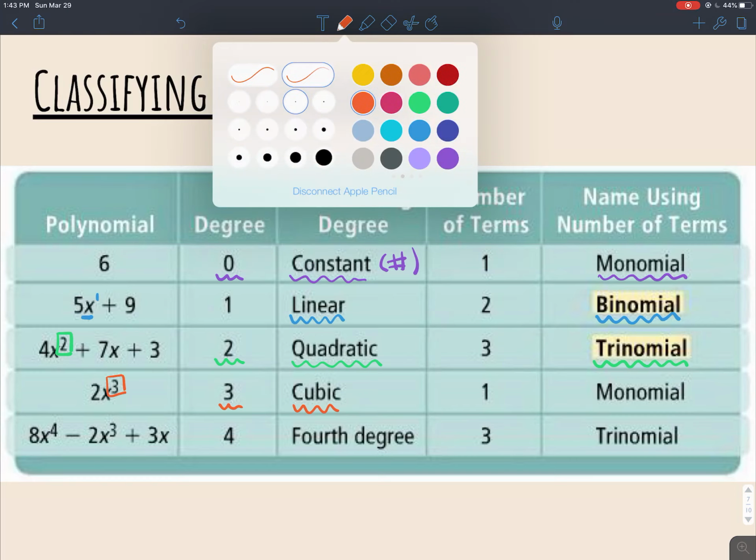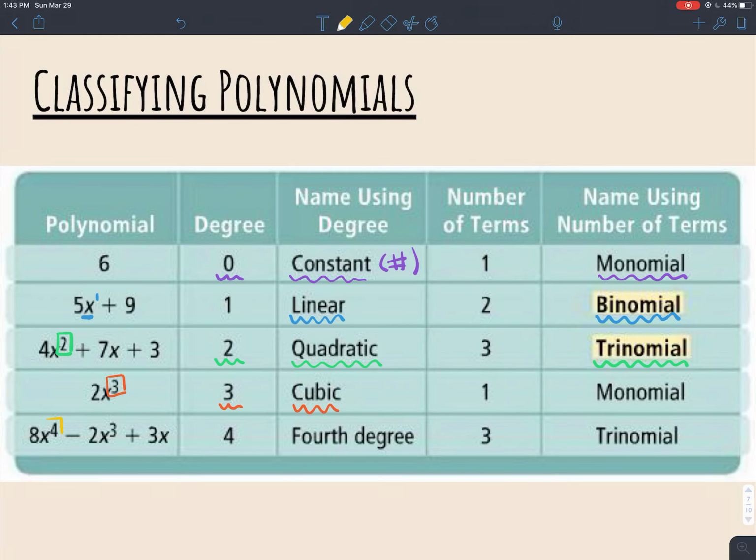And then the last thing I want to look at with you is the last one, where the exponent is a 4. So after we get past 3, any number, 4, 5, 6, 7, 8, regardless, we just say the number and to the degree. So if you had 5 as your degree, it would be to the 5th degree, 6th degree, 7th degree. We don't have a specific term for them.